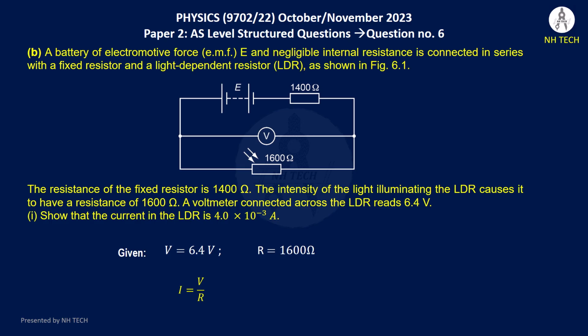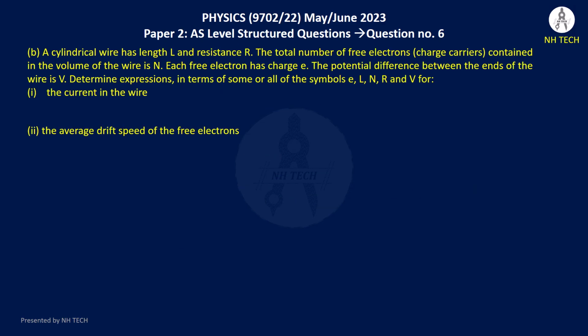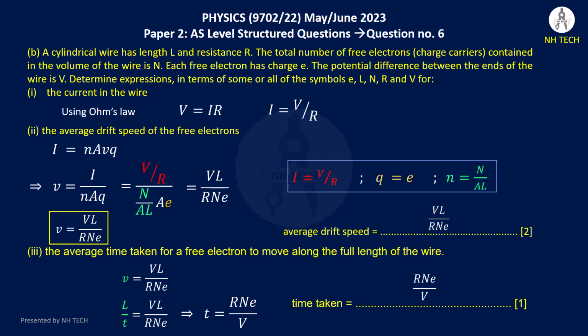Here, the voltage across the LDR is 6.4 volts and the resistance of the LDR is 1600 ohms. Substituting these values into the formula and solving, we get the result. This is the B part of the question. We have already solved this question when we discussed the topic of specific resistance, and here is the complete solution.